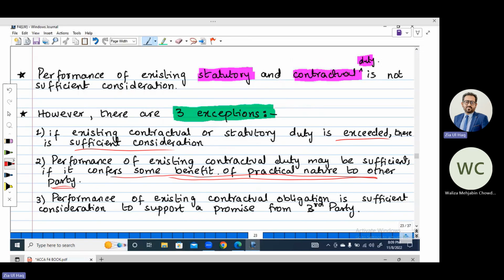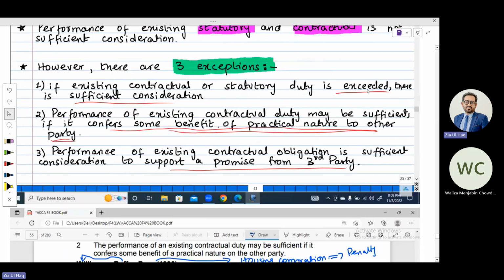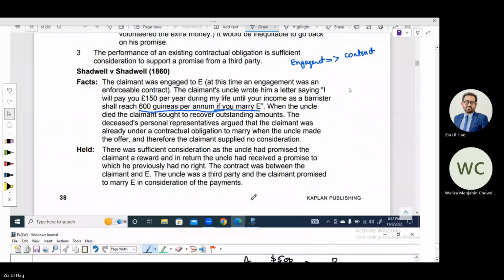Now moving to our third rule, performance of an existing contractual obligation is sufficient consideration to support the promise from a third party. What does that mean? Let's discuss a case. Shadwell versus Shadwell.